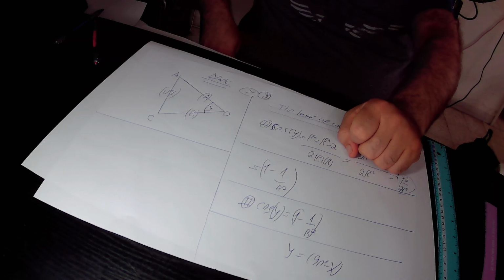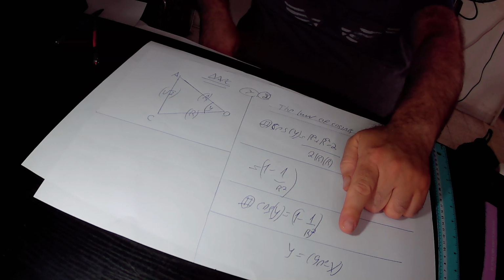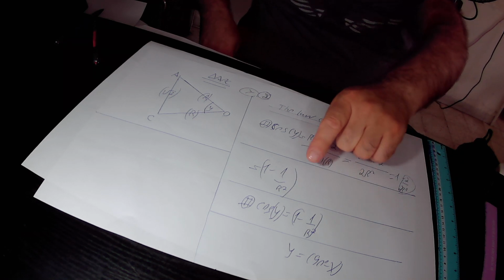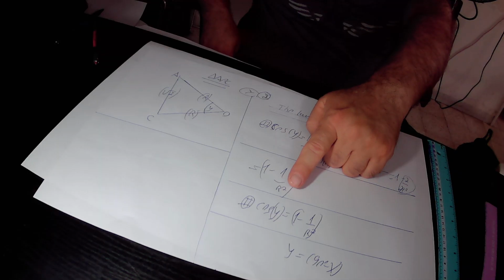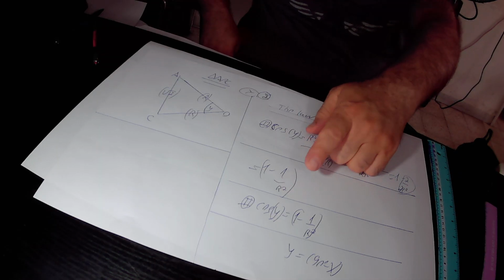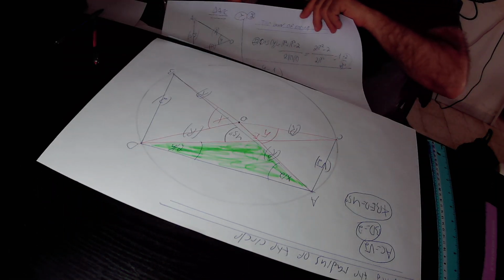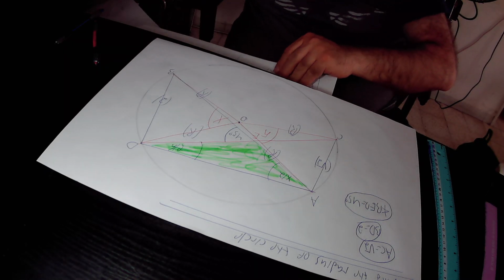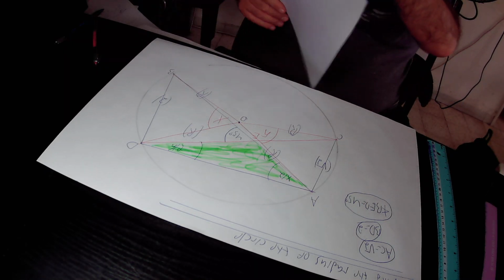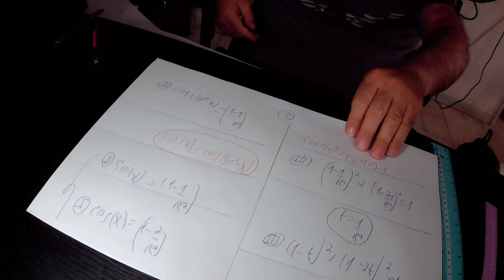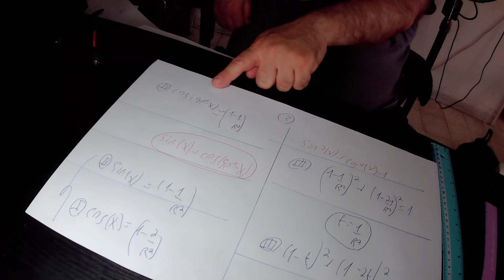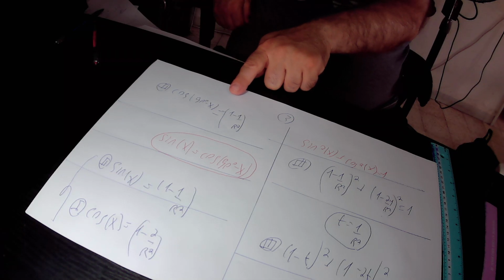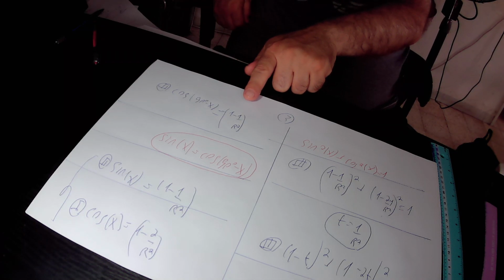This is according to equation 2, but we already found out that y equals 90 degrees minus x. So therefore we can substitute y in equation 2 by 90 degrees minus x. We did it, so according to equation 2, we have cosine y, and y is 90 degrees minus x. So cosine of 90 degrees minus x equals 1 minus 1 over r squared.